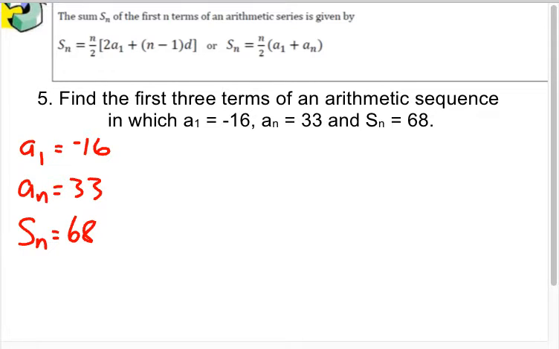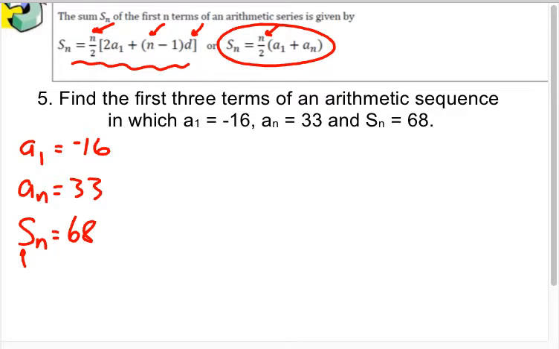Okay, we need to find the common difference. So you would think you'd use this formula here. But the key is we don't know n either. We don't know how many terms they're working with in this particular series. So what I can do is this. I know all the terms in this formula except n. So if I plug in a sub 1, a sub n my last term, and s sub n down here, I can find n. Then once I find n, I can plug n into this formula and everything else that I know and solve for the common difference d.